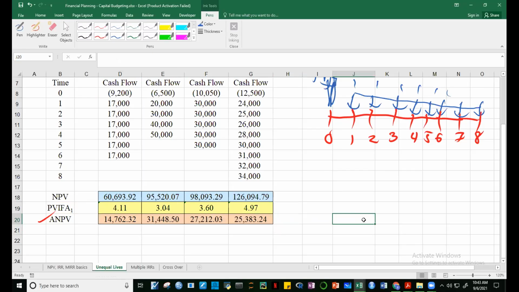Okay. So this is what's done, guys, when we compare projects that have different time frames. Okay. So first we get the net present value, and then we get the present value of the annuity of 1. Okay. And then we get the annualized net present value by dividing.